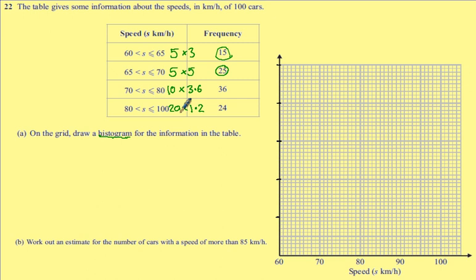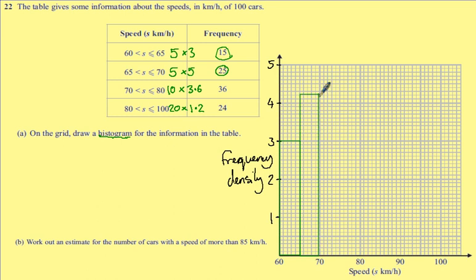So let's label up my histogram. So I'm going to label the frequency density, which is going to be 1, 2, 3, 4, and 5. And this is my frequency density. And then it's just a case of drawing on my boxes. So the first one was a width of 5 and a height of 3. The second one was a width of 5 and a height of 5.